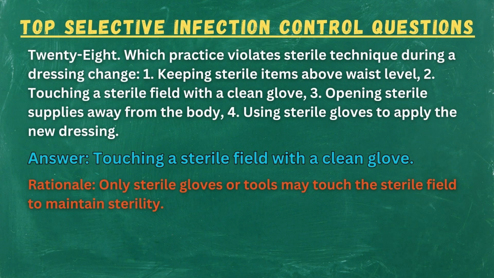Touching a sterile field with a clean glove. 3. Opening sterile supplies away from a body. 4. Using sterile gloves to apply the new dressing. Answer. Touching a sterile field with a clean glove. Rationale. Only sterile gloves or tools may touch the sterile field to maintain sterility.